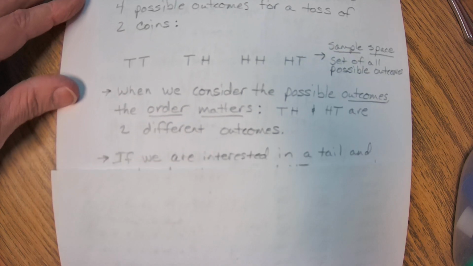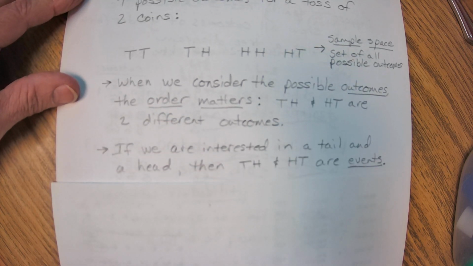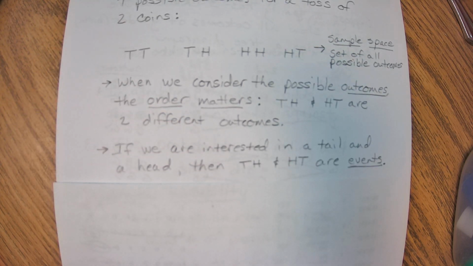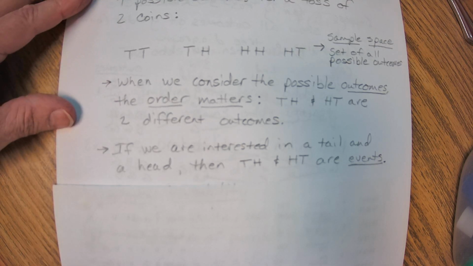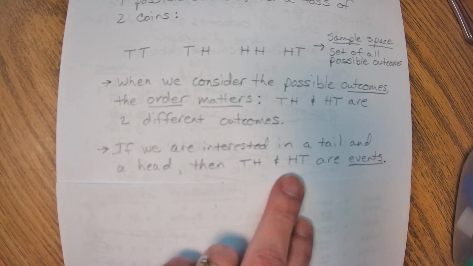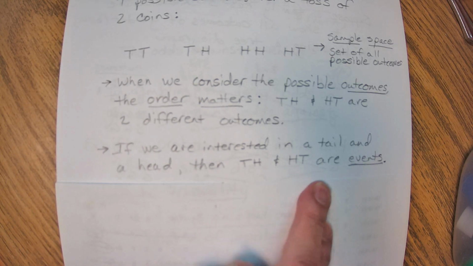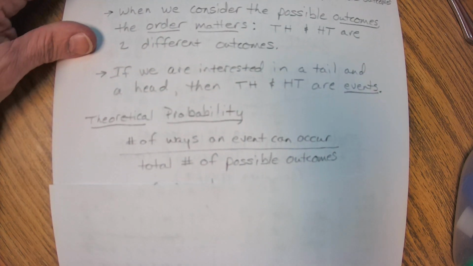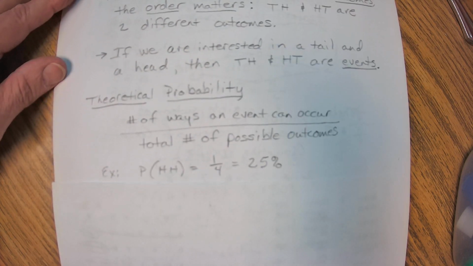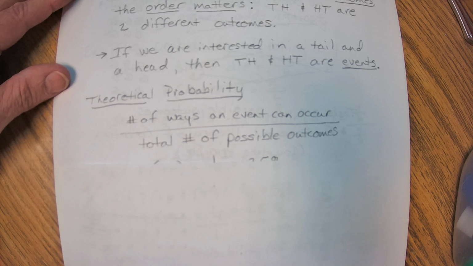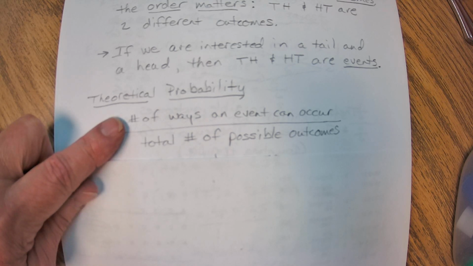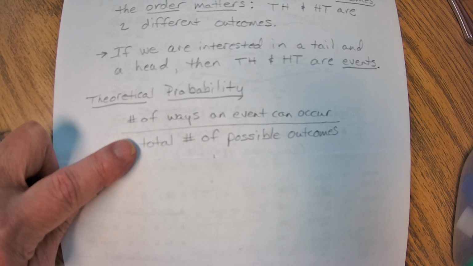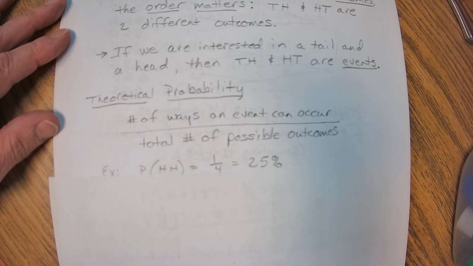If we are interested in just a tail and a head, what's the probability of getting a tail and a head, tail first and then head, or head first and then tail, those are events. Which leads us to the definition for theoretical probability. Theoretical probability is the number of ways an event can occur divided by the total number of possible outcomes.